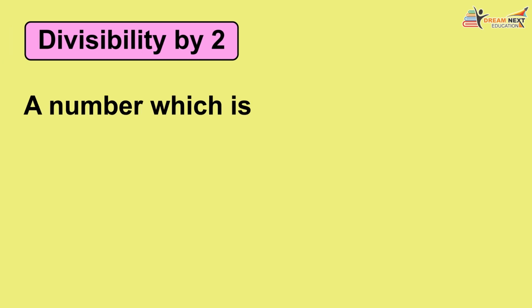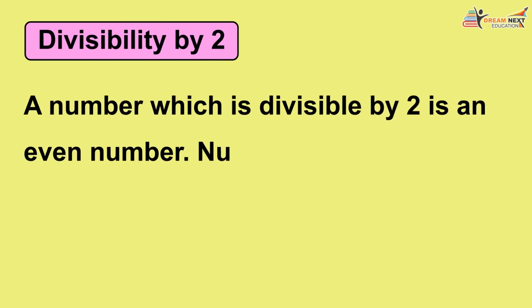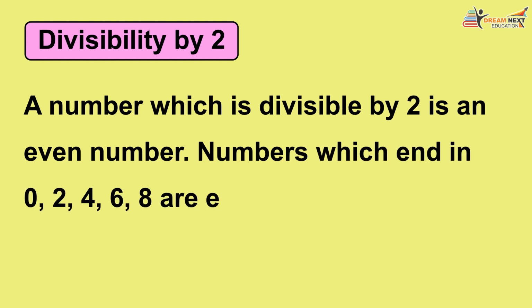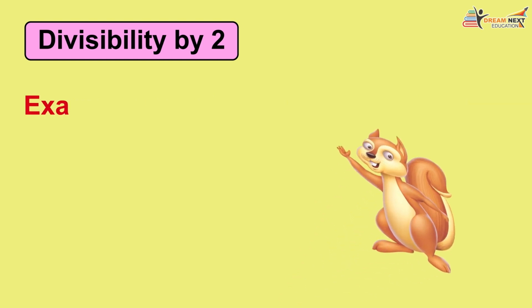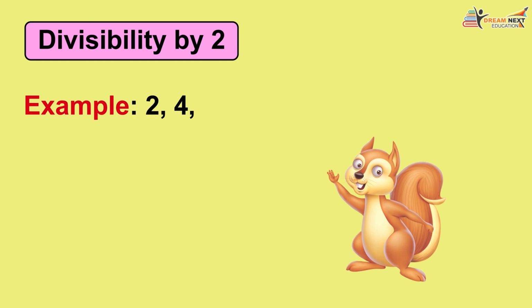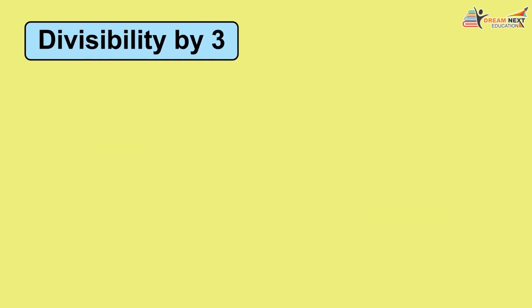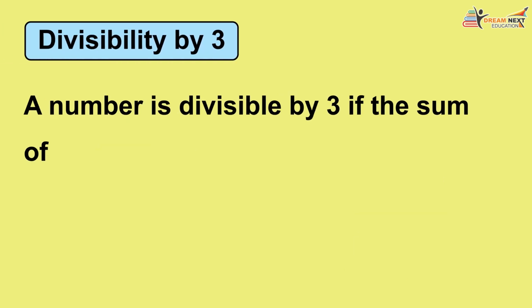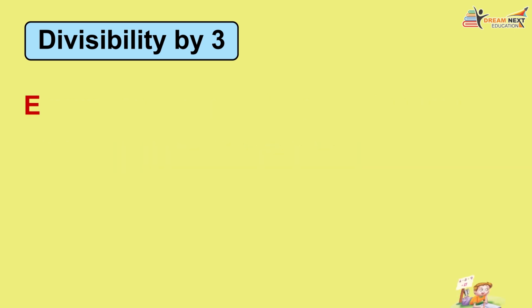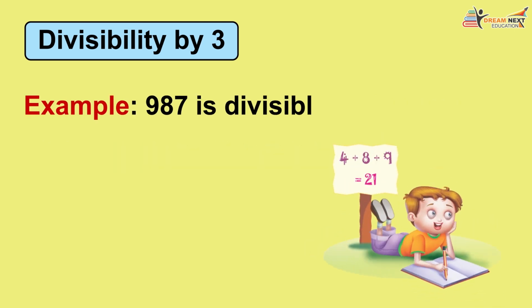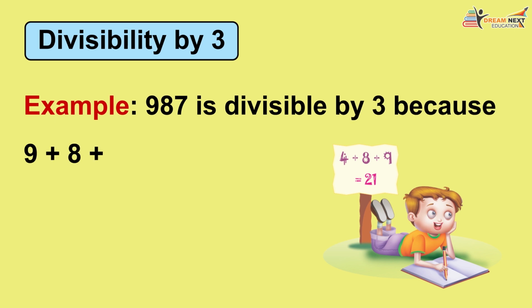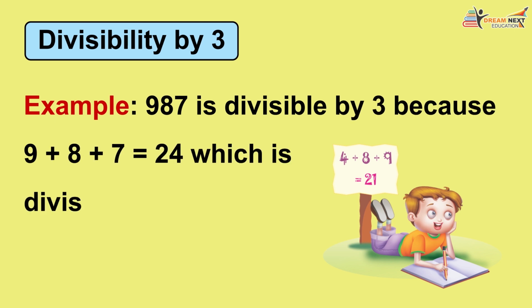Divisibility test. Divisibility by 2. A number which is divisible by 2 is an even number. Numbers which end in 0, 2, 4, 6, 8 are even numbers. Example: 2, 4, 8, 38, 68, 360, 1468, 2890, 8772, etc. Divisibility by 3. A number is divisible by 3 if the sum of the digits is divisible by 3. Example: 987 is divisible by 3 because 9 plus 8 plus 7 is equal to 24, which is divisible by 3.